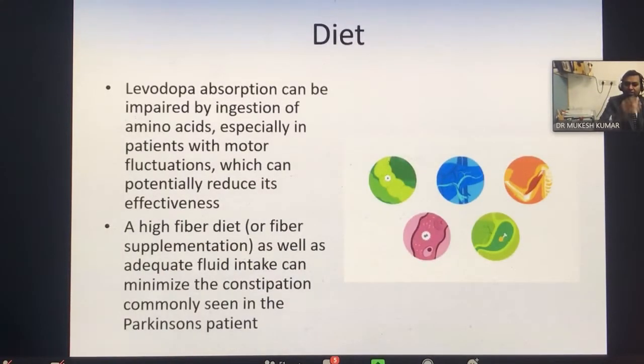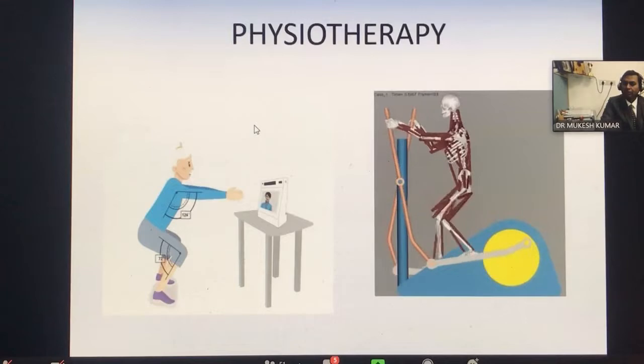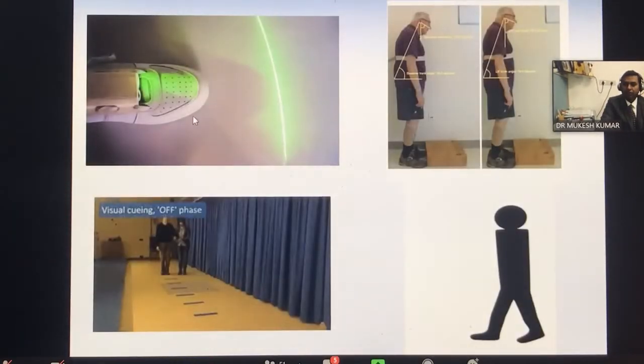So what are the diets? Diet related to Parkinson is something like levodopa absorption is impaired by ingestion of amino acids, and a high fiber diet helps in mobilizing the fluid intake. And the final component is physiotherapy. The important point in physiotherapy is how you walk. Whenever there is advanced Parkinson, we usually use a laser line and ask the person to walk like a thumbs up gait or army style gait, and that usually helps in attaining this type of walking.